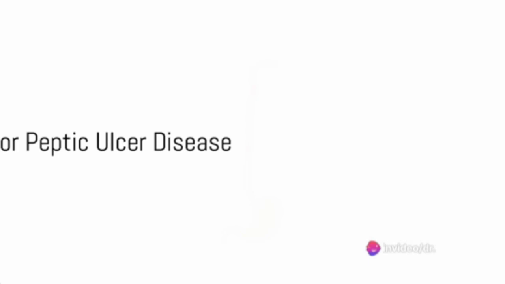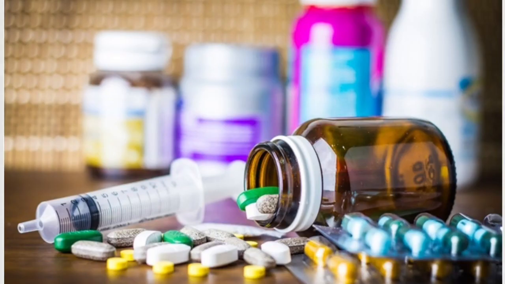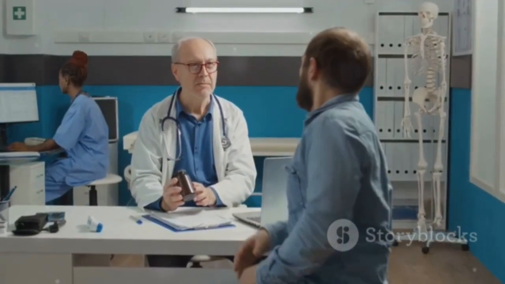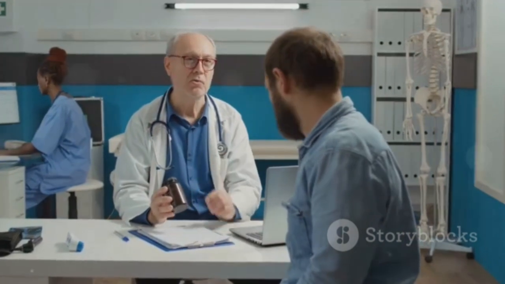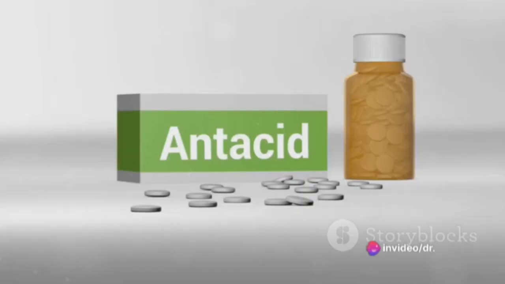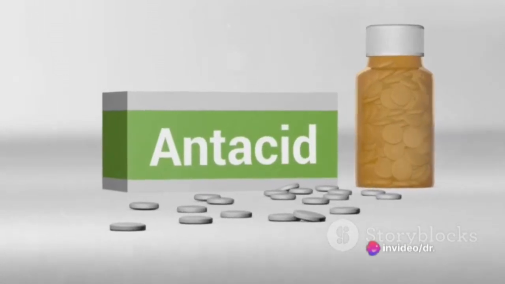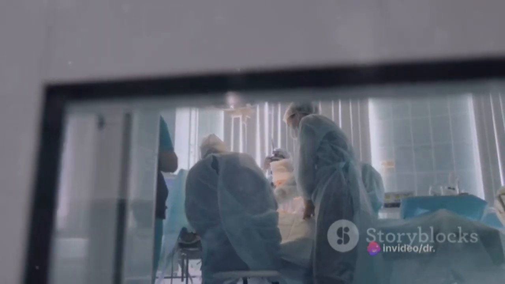Treatment for peptic ulcer disease depends on the underlying cause and severity of the condition. Common management options include antibiotics to treat H. pylori infection, proton pump inhibitors, PPIs, or histamine 2, H2, blockers to reduce stomach acid production, antacids to neutralize stomach acid, lifestyle changes, and surgery in severe cases.